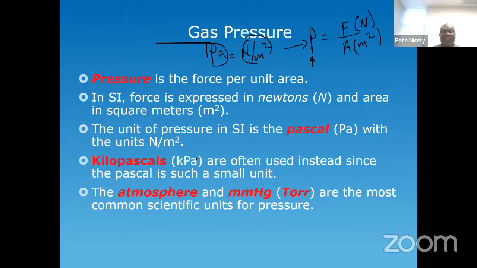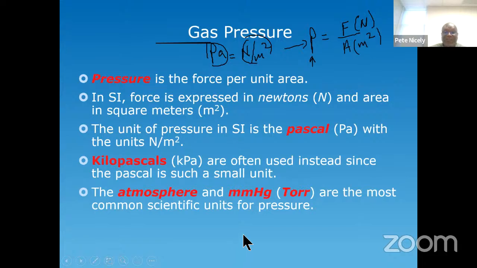And then, of course, along with the normal metric prefixes, you can express larger or smaller units of pressure. The most common one is the kilopascal. Kilo, we already know, means 1,000. So 1 kilopascal is equal to 1,000 pascals. So those are the SI units of pressure.